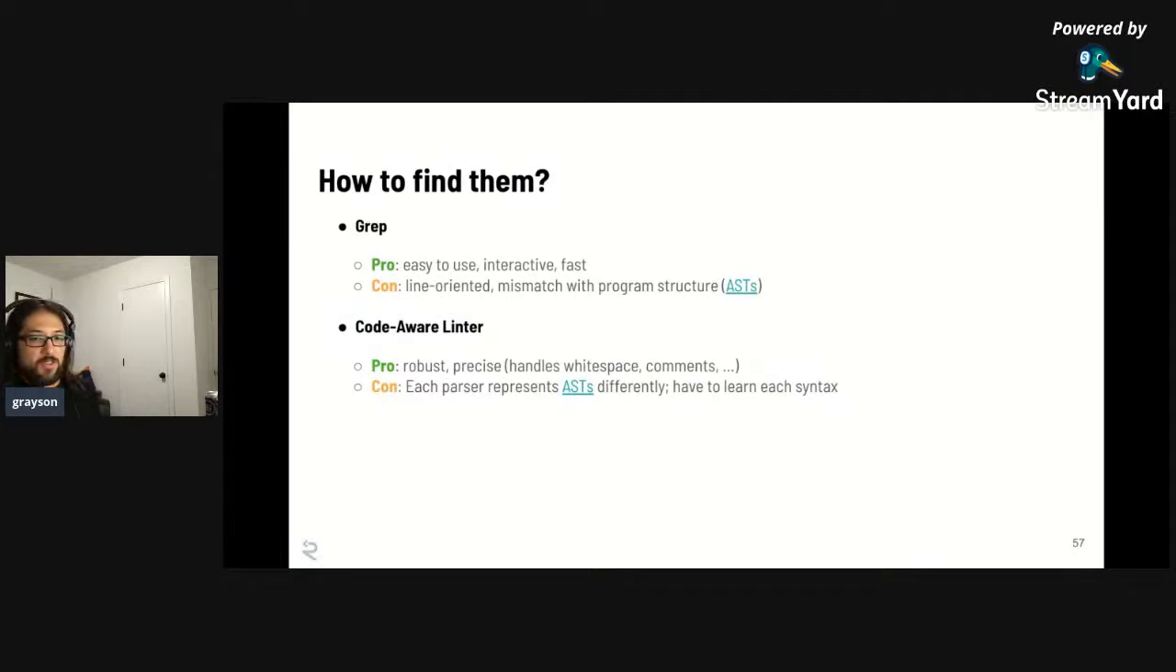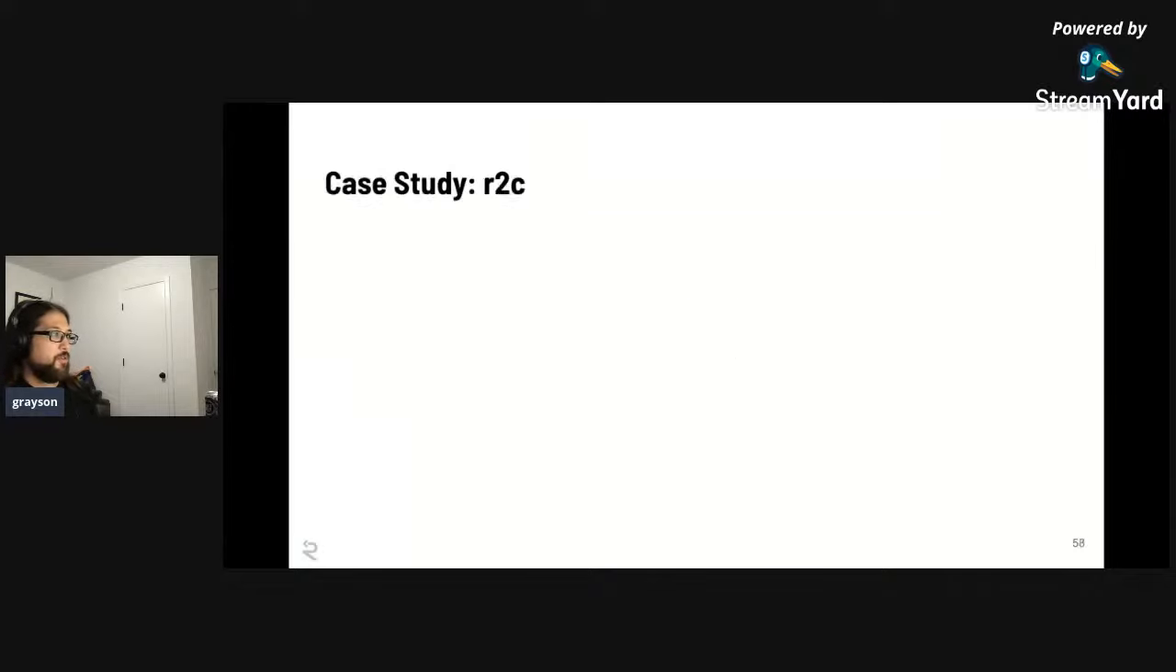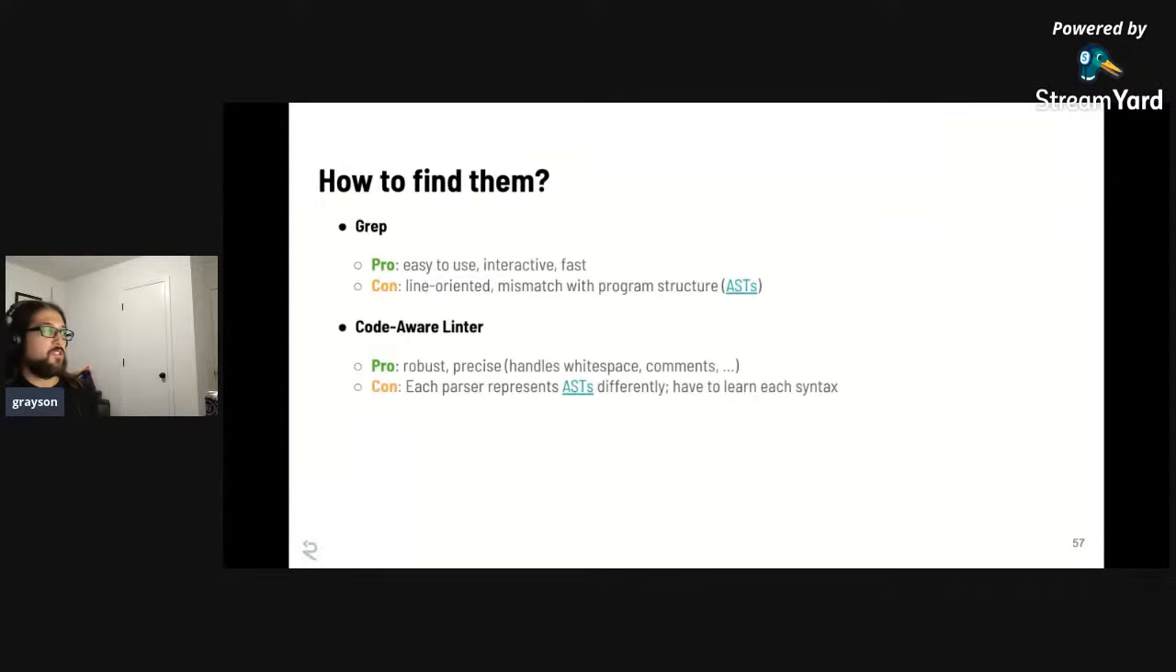How do we check for these things? This is the same slide that you saw earlier. We've got a couple of options. Each one has pros and cons. Grep and code-aware linters. And you can implement both of those into CI/CD pipelines. Each one usually has its own hurdles in order to integrate.